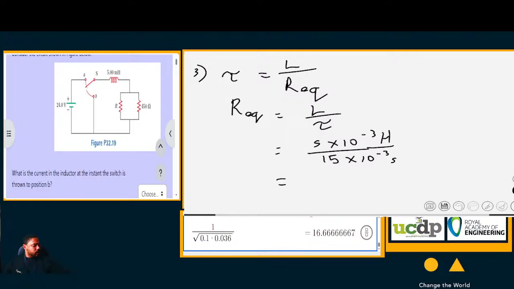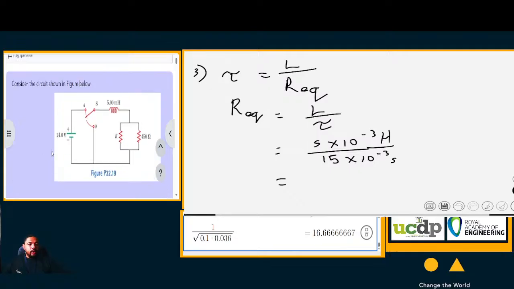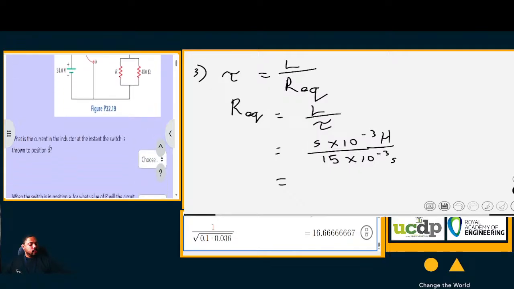Let's do that calculation. 5 divided by 5, let me just make sure that's milli, and that's also millihenry. So that should be, if I'm not mistaken, a third or 0.3 ohm. I just want to check before I make a horrible mistake.